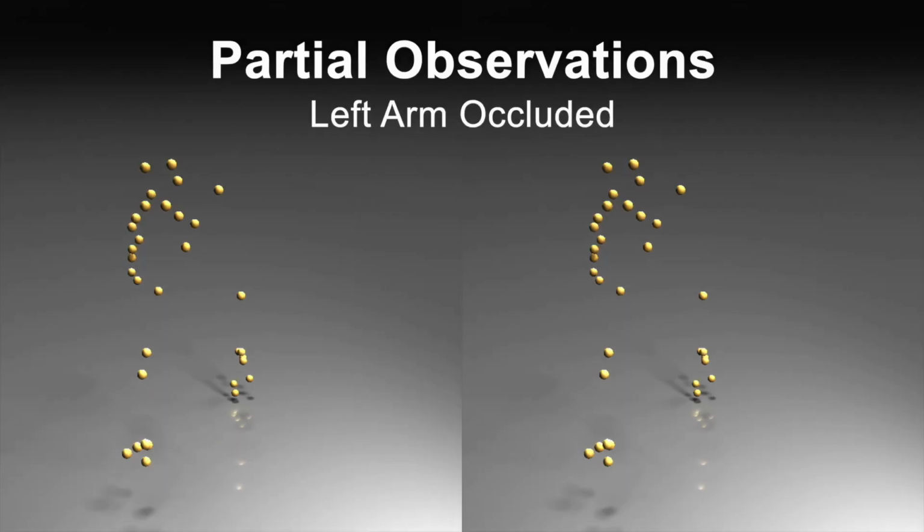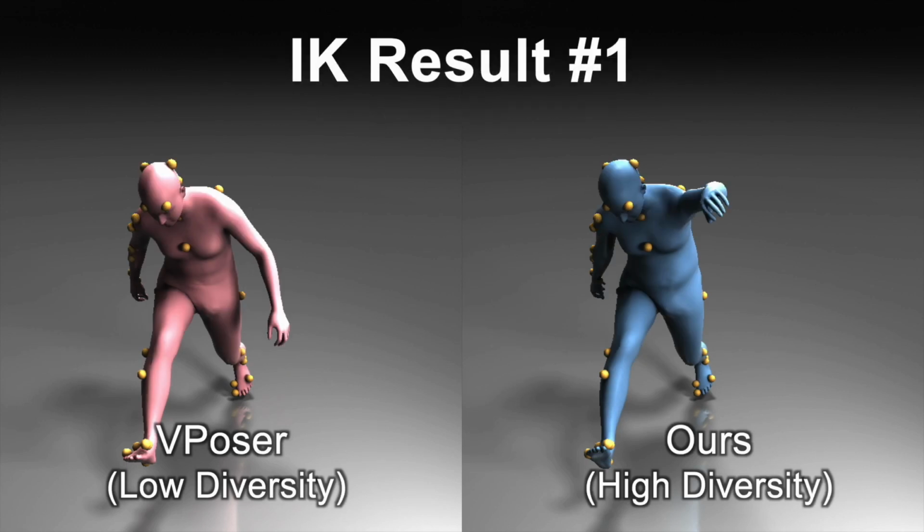Now, we show the results of downstream applications. NRDF can be employed to solve inverse kinematics even with partial observations. Our method achieves better diversity compared to vPoser, while also preserving plausible poses.